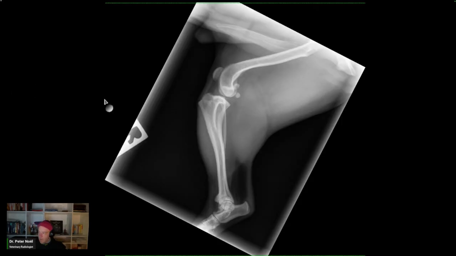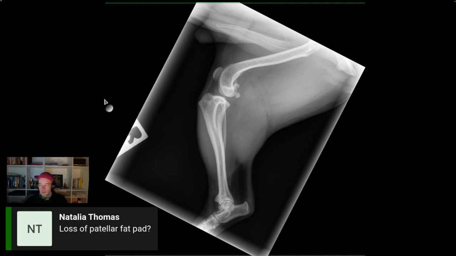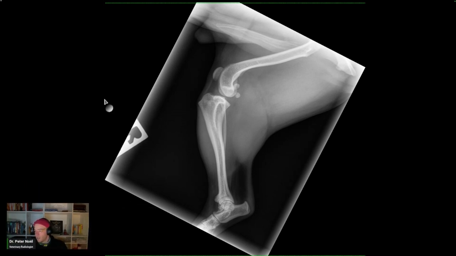Well, patellar fat pad. Natalia, yeah, that's right. Doc Thomas. So, not that this is a knock on you. I'm so glad Yuri said that. So the loss of patellar fat pad, joint effusion. Yeah, I feel like you say that and people know what you mean.